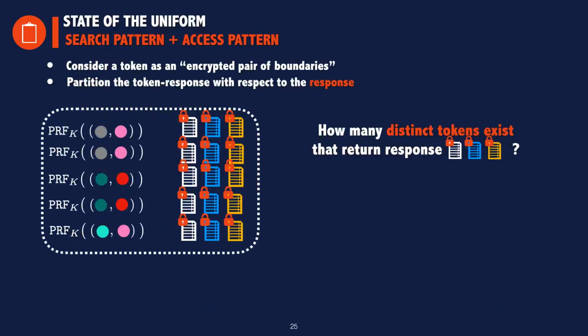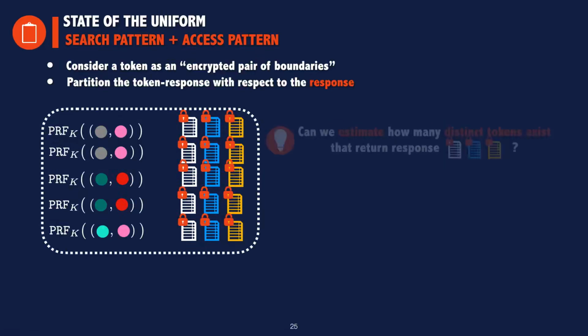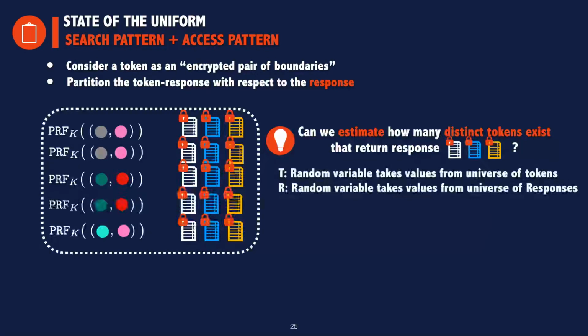Since we cannot know with certainty the total number of tokens that return a fixed response, we turn to the next natural question. Can we estimate the number of unobserved tokens that give a specific response? To be more rigorous, we denote by T the random variable that takes values from the universe of tokens, and by R the random variable that takes values from the universe of responses. Then the multiset of observed tokens for a specific response can be seen as a sample from a conditional probability distribution.